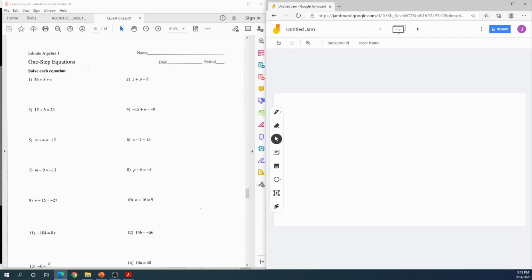Let's take a look at number 3. Number 3 states 15 plus b is equal to 23. So again, we want to isolate b. So we're going to subtract 15 from the left side of the equation. We're going to subtract 15 from the right side of the equation. And we get b is equal to 8.